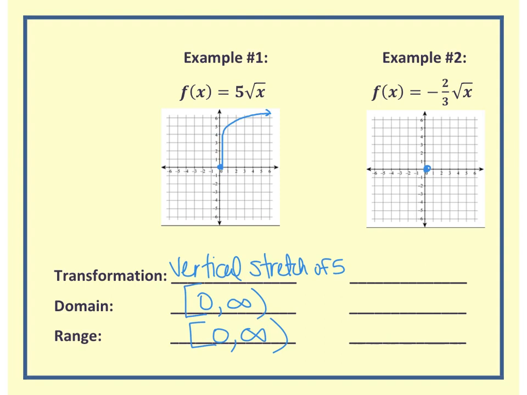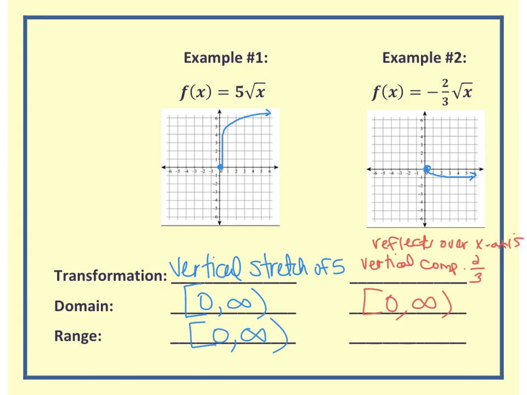But it did reflect over the x-axis, and because it's a vertical compression, it's getting closer to the x-axis than the parent function. So again, it's reflection over x-axis and a vertical compression of 2/3. Let's discuss domain and range. For the domain for my x value, did the graph shift left or right at all? No, it did not. So my domain is still 0 to infinity.